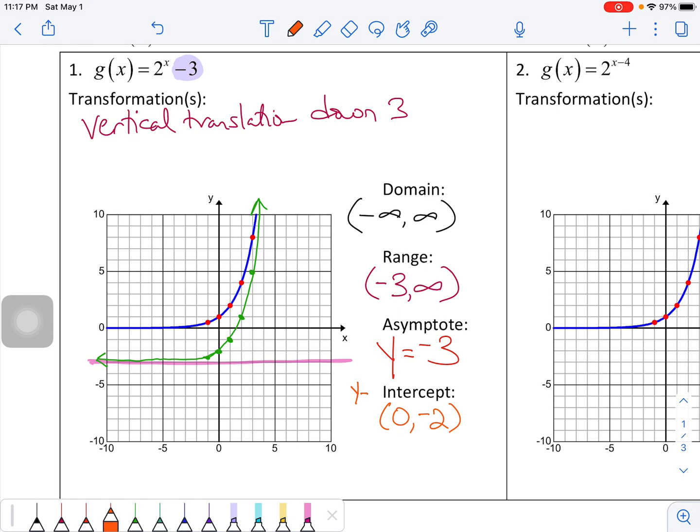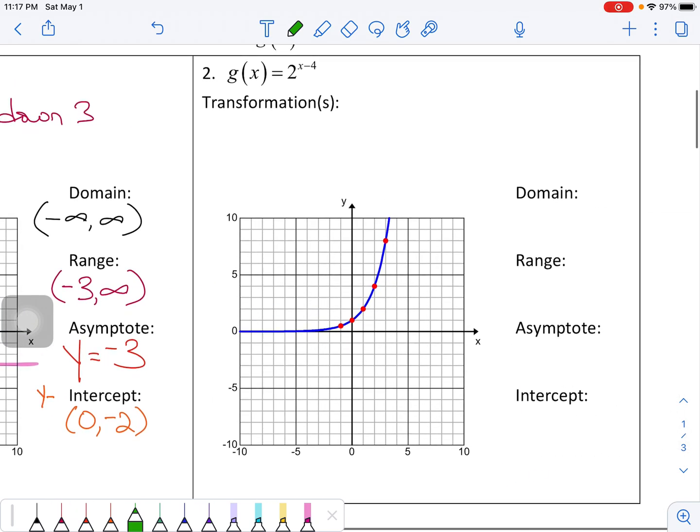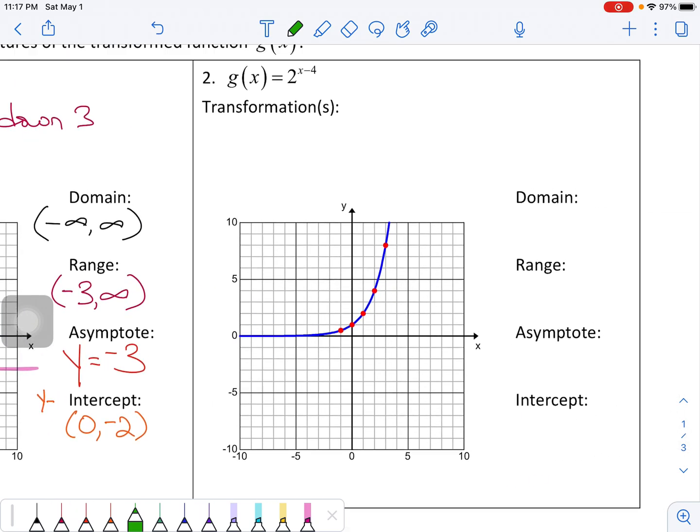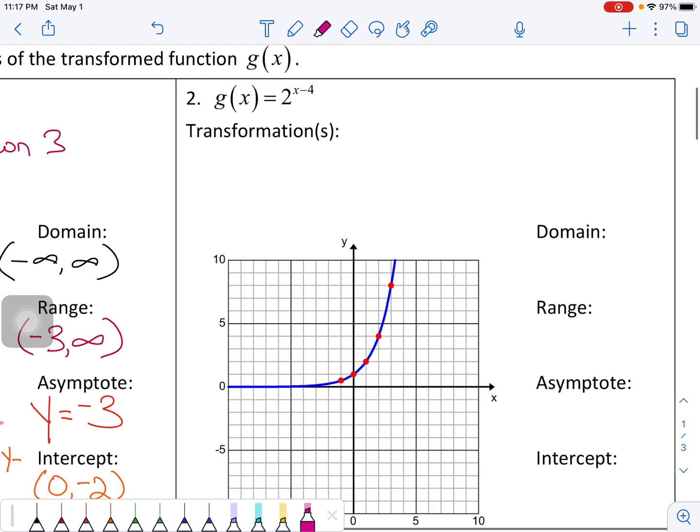Let's go ahead and slide on over to number 2 here. All right, so we have the original f of x function, which was 2 to the x. I'm going to look for the transformation. So what's different is we've got a minus 4 here attached to x. So what is happening here is this is going to be a horizontal translation. Apparently I need to spell that right. Horizontal translation.